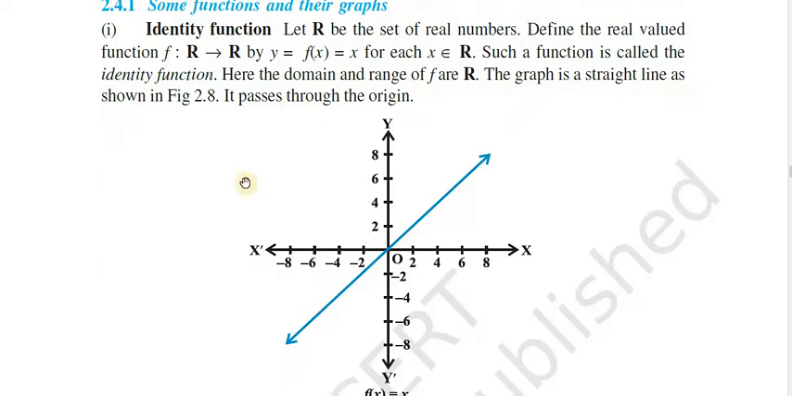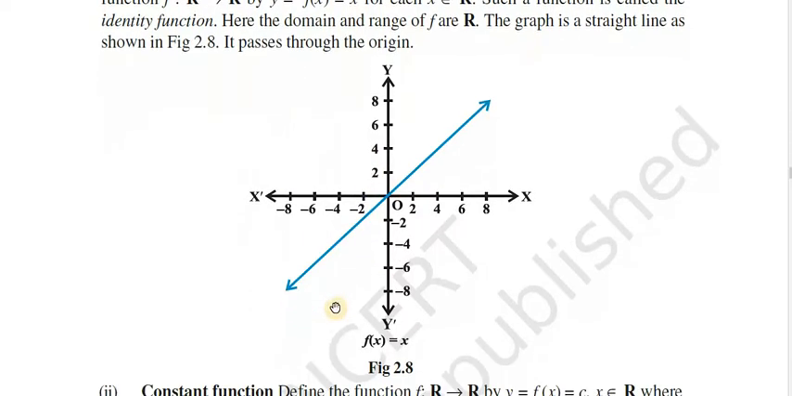The graph is a straight line. You can just draw this. So it's like this: (2,2), (4,4), (5,5), (6,6). These will be the points, because the definition is y equal to x. So whatever x is, that will be the y also. So this is the identity function.